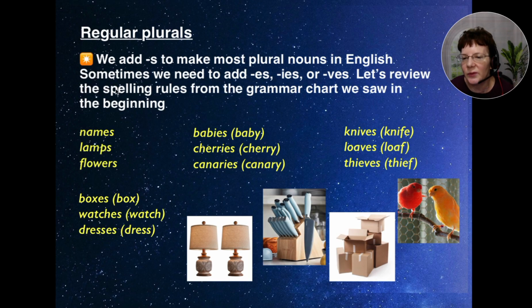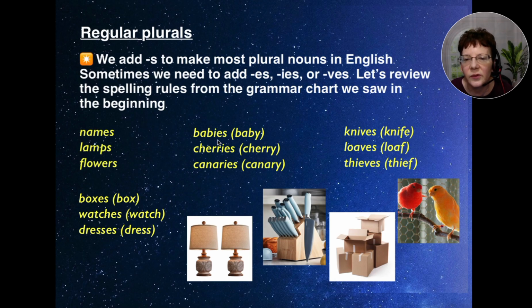Okay, let's look at plurals now. Start with regular. We add S to make most plural nouns in English. Sometimes we need to add ES, IES, or VES. Let's review the spelling rules from the grammar chart we saw in the beginning. You see these ones here are regular: names, lamps, flowers. Even if they end in E, we just add an S. And then we have these ones that in singular end in a Y.